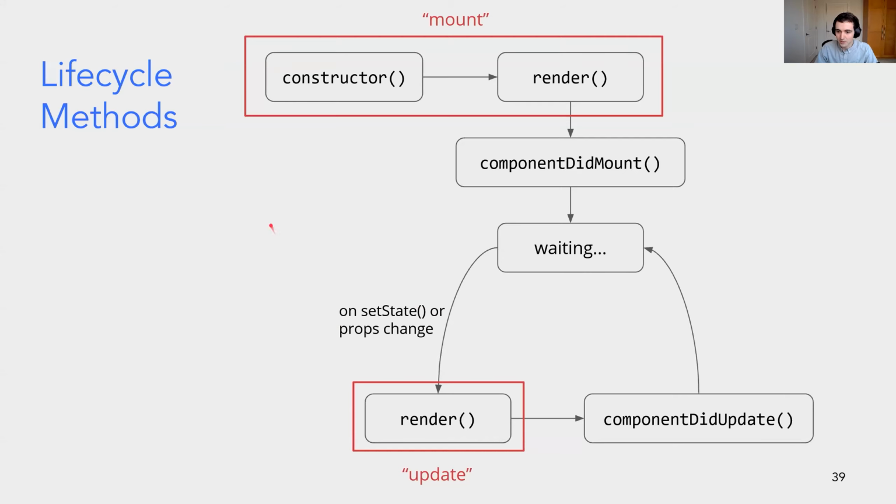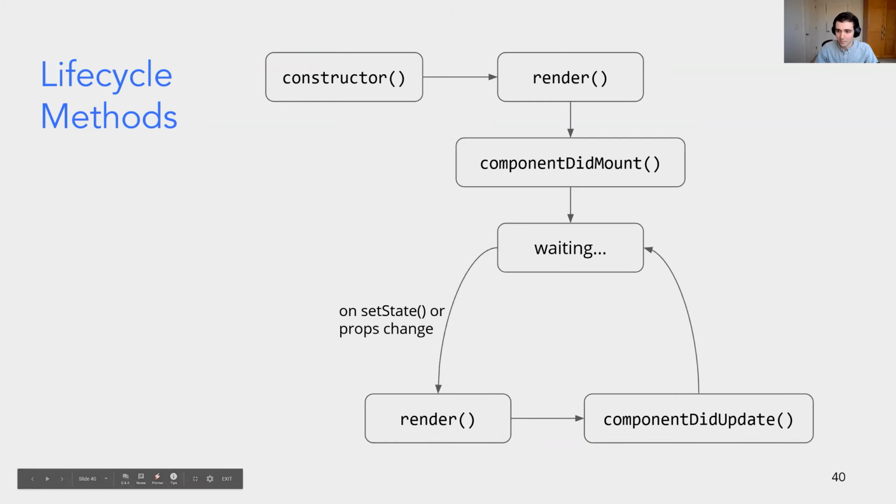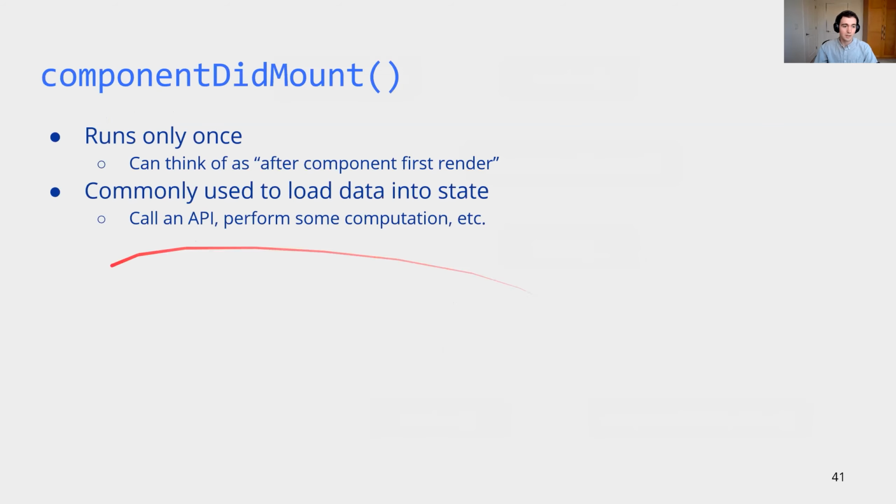All right, let's jump into a little bit more detail on what we might use. Render is just going to be the method that we talked about yesterday that will return the HTML that React puts on the page. Okay, a little bit more detail.